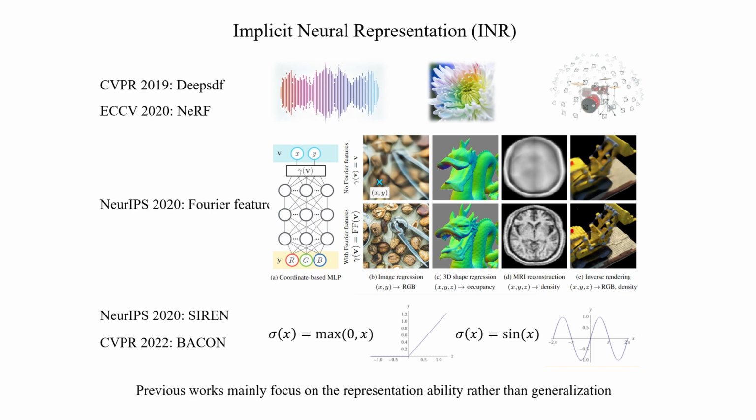Therefore, in NeurIPS 2020, researchers proposed using Fourier features to map input coordinates to obtain better representation performance for high-frequency signals. Similarly, the work Siren, also published in NeurIPS 2020, directly replaced the ReLU activation function with the sine function and achieved better results than simply mapping input coordinates. This is shown in the second row of the slides.